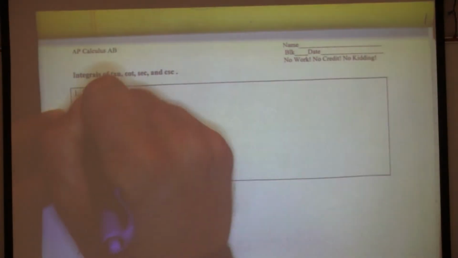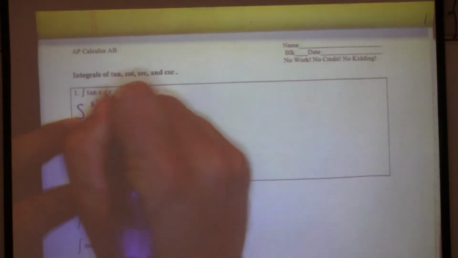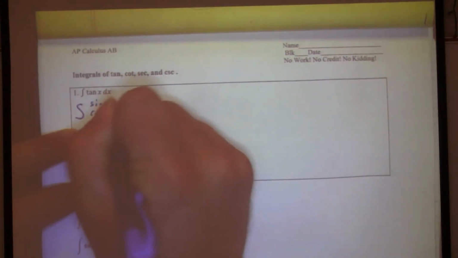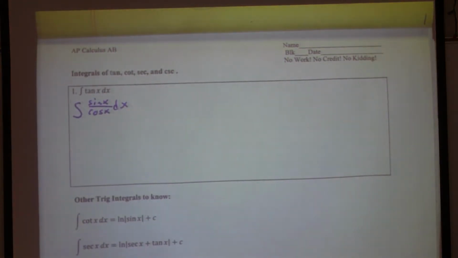Okay? So if we think about this one, it's really the same thing as what over what? Sine over cosine, right? So if I ask myself, which one would I like to be u, what would you pick?